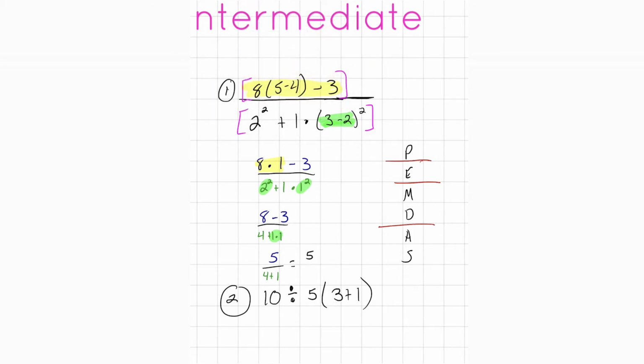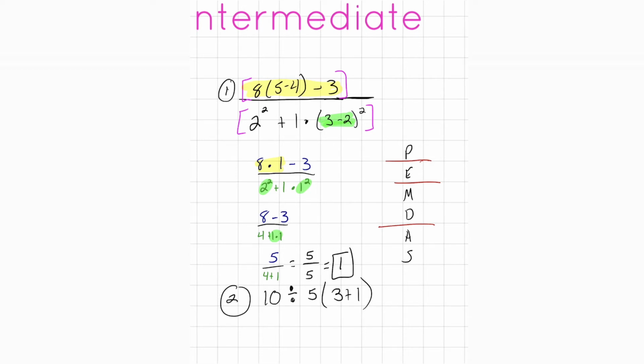Numerator was 5. 4 plus 1 is 5. 5 divided by 5 is 1. So, I understand that that's a lot. That is a complicated problem. But if we can understand that basically what's happened here is that they've hid two separate order of operations problems together, and at the end we just have to divide them, it makes the problem a little easier.